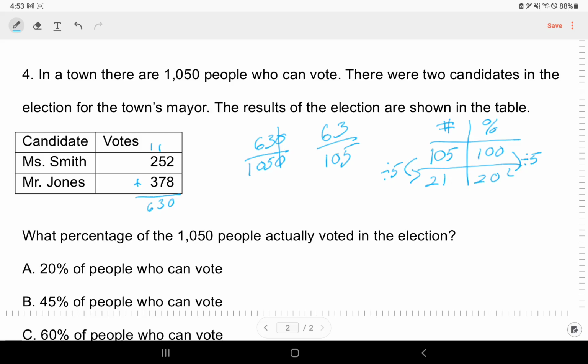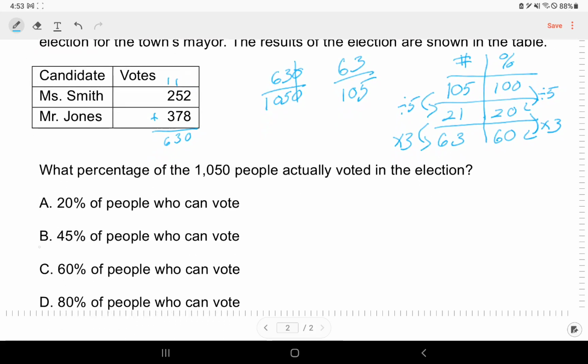And so then it's a matter of, well, what do we do to 21 to get to 63? Well, we multiply by 3. Well, 3 times 1 is 3, 3 times 2 is 6. So, times 3 is 60. And so that's 60%. 60% of the people who can vote voted.